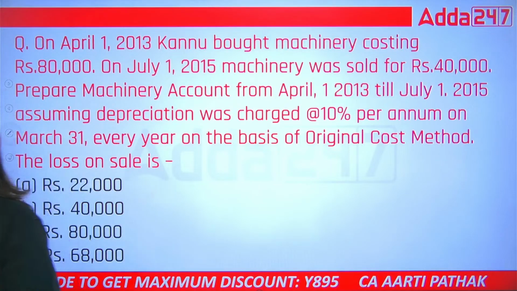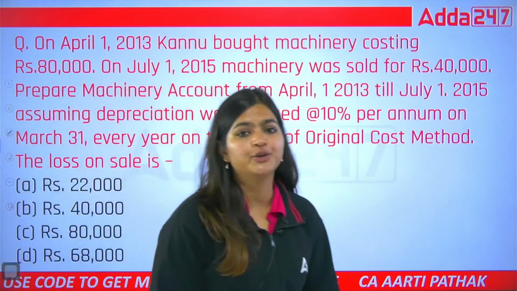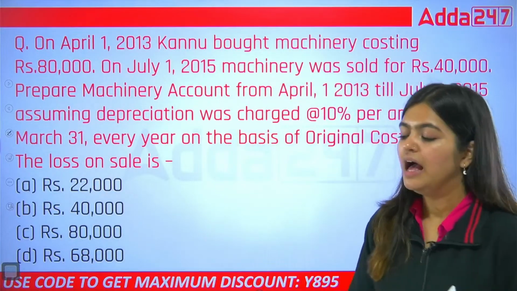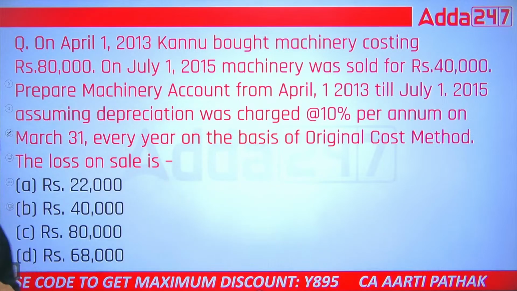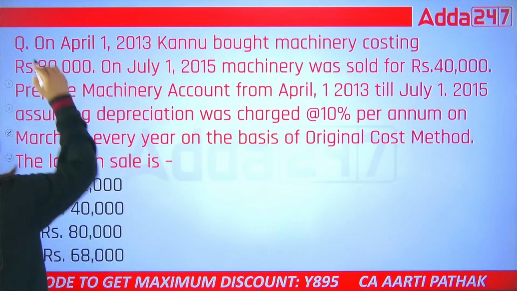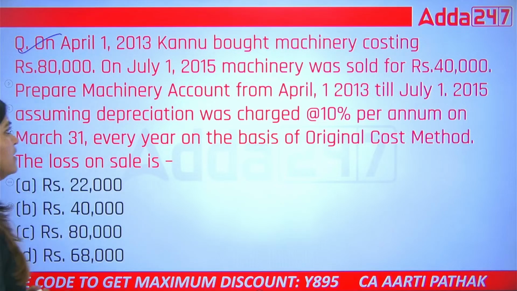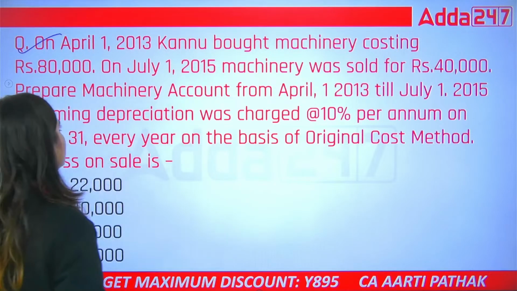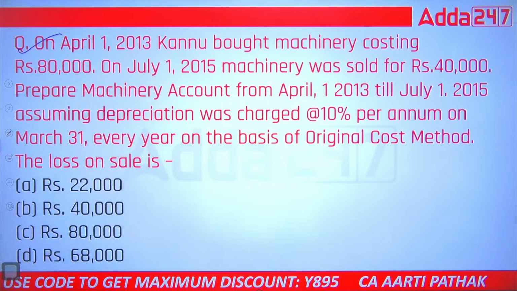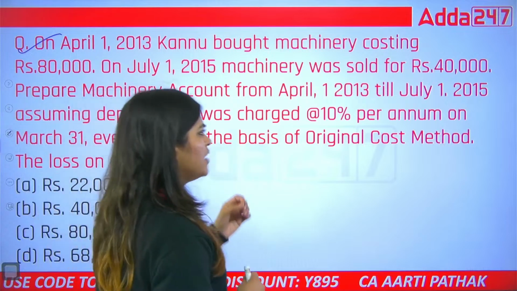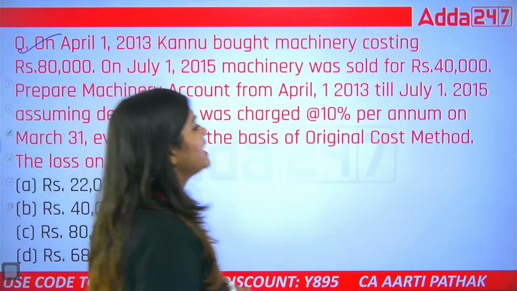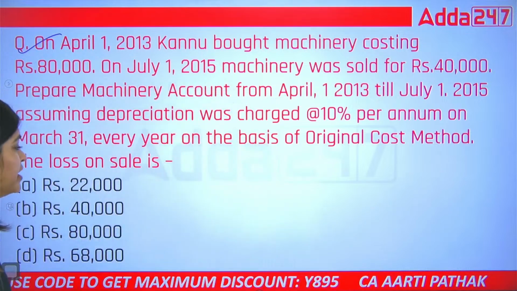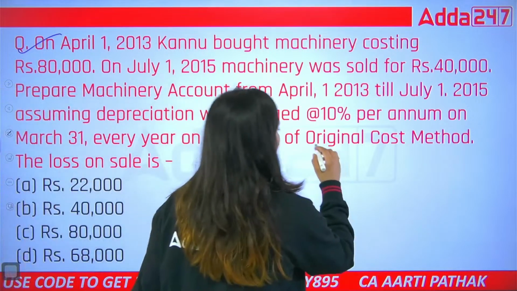As I told you in our last session, I gave you one question for your homework, in which you need to calculate the depreciation. So today we are going to start with that particular question. On April 1, 2013, Kanu bought machinery costing 80,000. On July 1, 2015, the machinery was sold for 40,000. Prepare the machinery account from April 1, 2013 till July 15, assuming depreciation was charged at 10% per annum on March 31st every year on the basis of the original cost method.